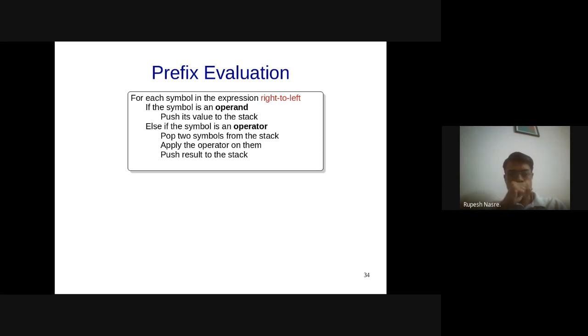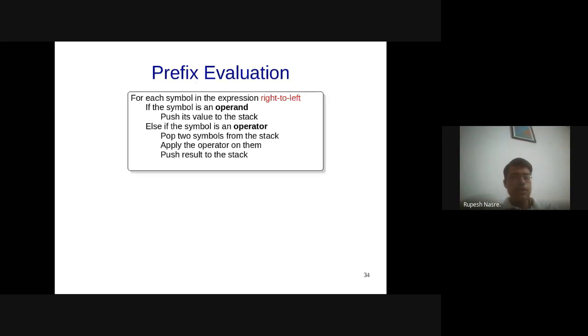If the symbol is an operand, we just push its value to the stack. If it's an operator, then we pop the two elements from the stack, apply the operator, and push the result back, assuming that all the operators are binary. If the operator turns out to be unary or ternary, then accordingly we'll have to pop that many elements from the stack. Otherwise the algorithm remains the same, and there are some error conditions that we need to worry about, etc.